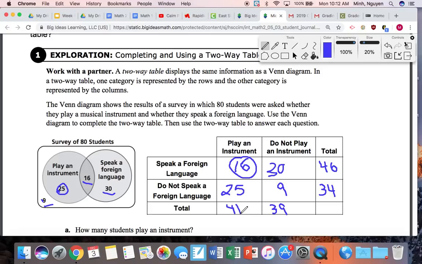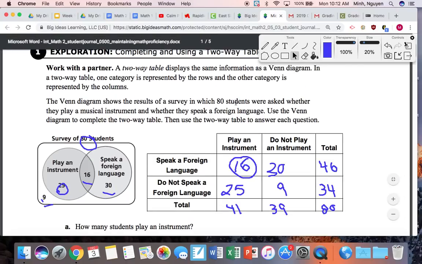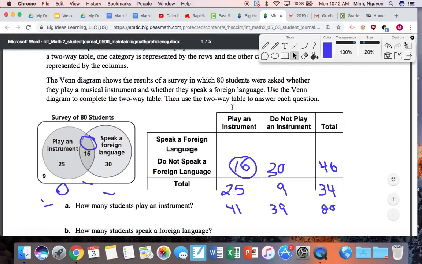41. And the total, it says there are a survey of 80 students, or you add them together and you get 80. So now let's see. Using this table, so your table will not move, but mine will because I'm scrolling.